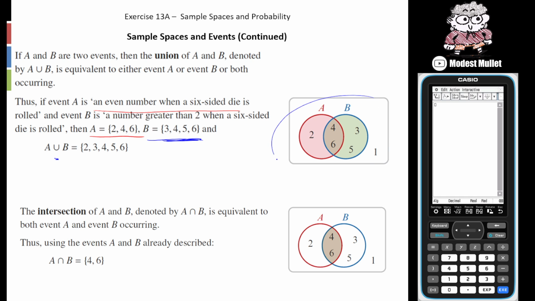And as we can see here in this Venn diagram, we have the 2, 4, and 6 in A, we have the 4, 3, 5, 6 in B. Union is in A, in B, and in both.